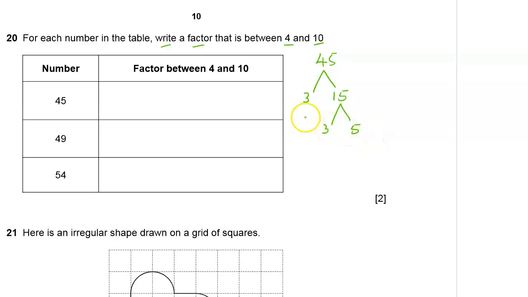and 5. But you can also multiply these two 3s to get 9. So 3 times 3 gets 9. So 9 is also another factor of 45. And 3 is less than 4, so it's not between 4 and 10. So the factors of 45 that are between 4 and 10 are 5 or 9.